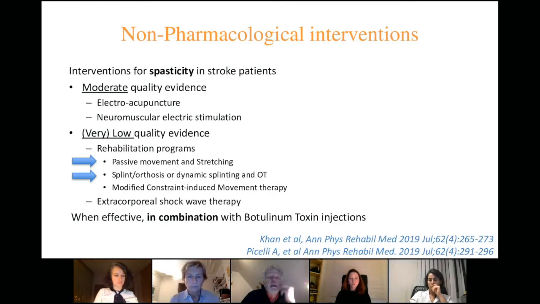Acupuncture was mostly studied in Chinese populations, obviously, but in Bergues, for instance, we use functional electrical stimulation after Botox injection. And very surprisingly, you can see that the level of evidence for classical rehabilitation programs is low or very low. These interventions include passive movement or gentle stretching for spasticity, or passive or dynamic splinting, and other interventions as well. That doesn't mean that passive movement and stretching are not useful, but mainly for keeping a functional range of motion, but not for spasticity.